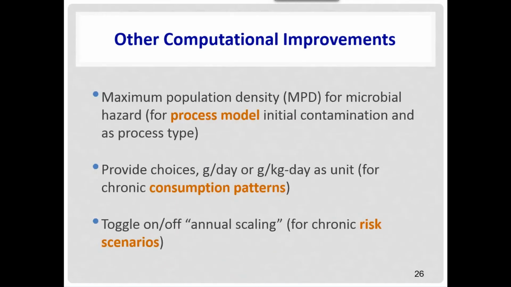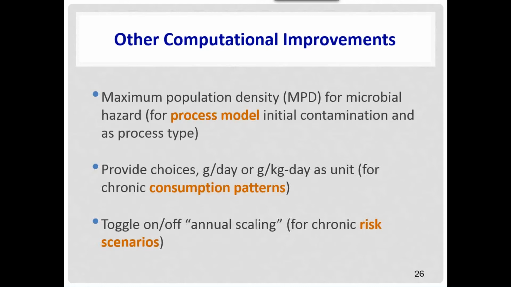Some other computational improvement in version 2: there is a new feature called maximum population density, which allows you to set a maximum in the process model. There's a new choice in the consumption unit for chronic chemical exposure. Depending on the data available, the user can choose gram per kilogram body weight per day or simply gram per day as a unit.